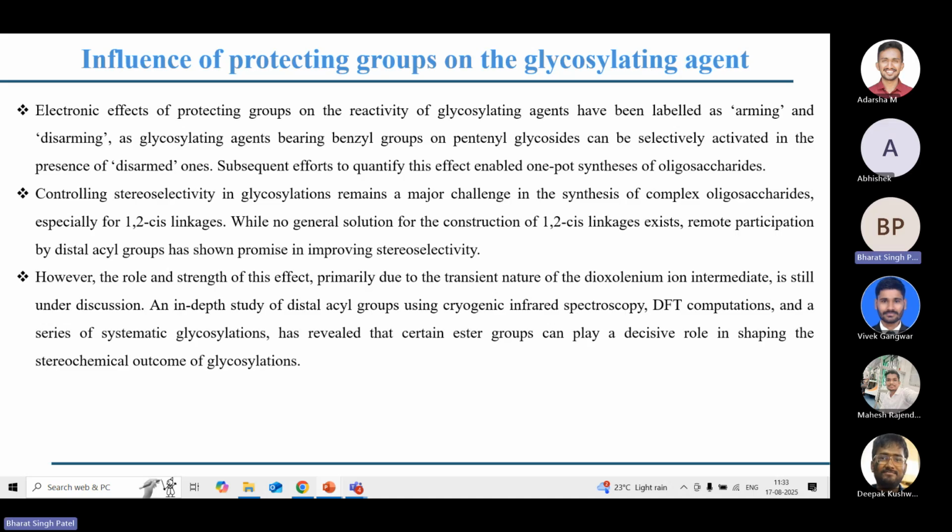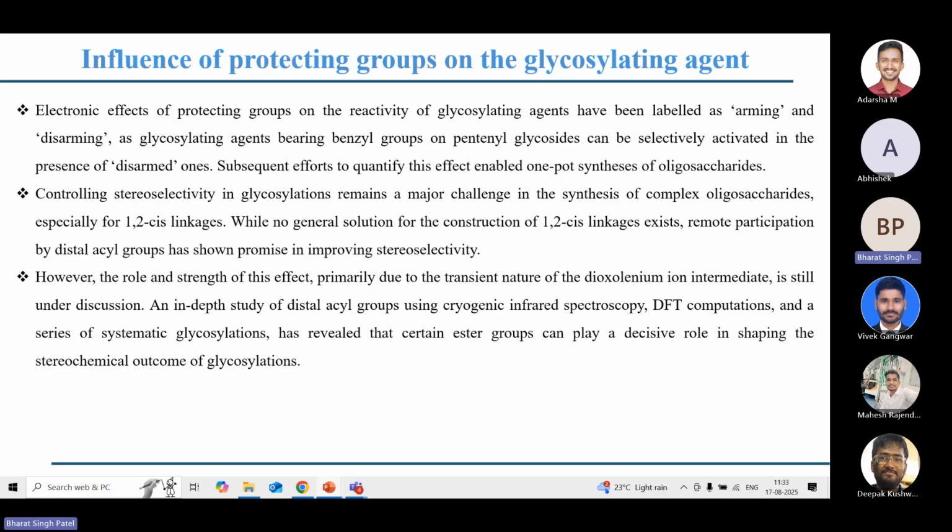And in the case of an acyl group at C2, that will give the 1,2-trans, but getting the 1,2-cis is still challenging. In the case of an ester group, the C2 NGP is very much established. People have their faith: this is the only way to stabilize the intermediate.